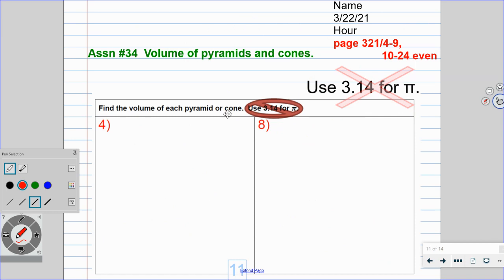I'm going to ask you in class to do a couple problems together. Just remember, make sure we are not using 3.14 for pi. And because of that, maybe our answers will be a little off from the teacher's answers from previous years, but that's okay.